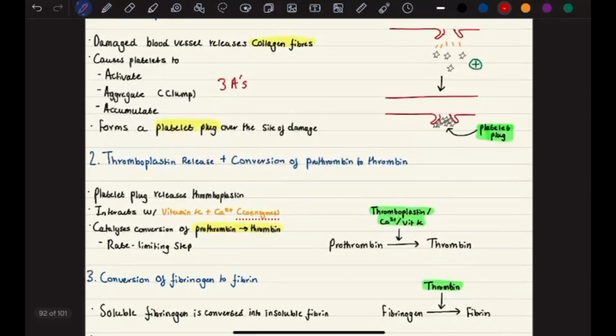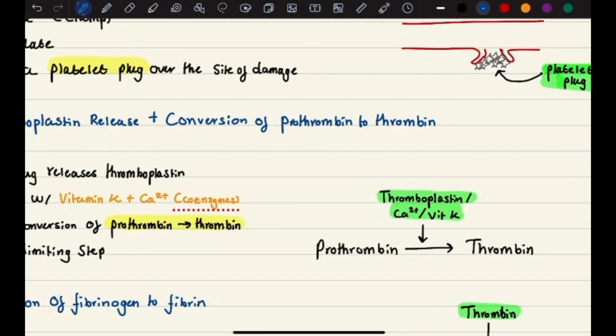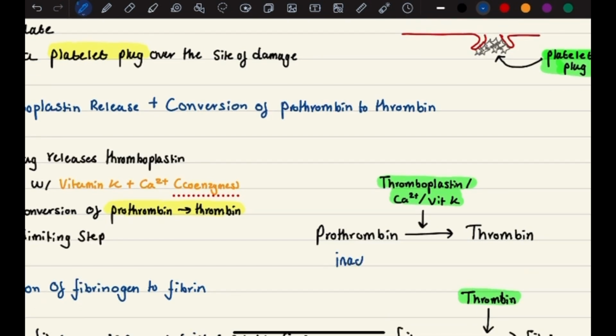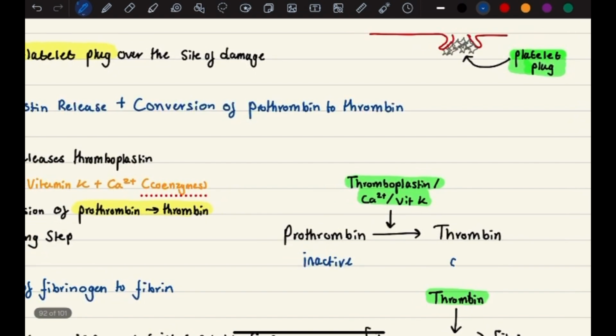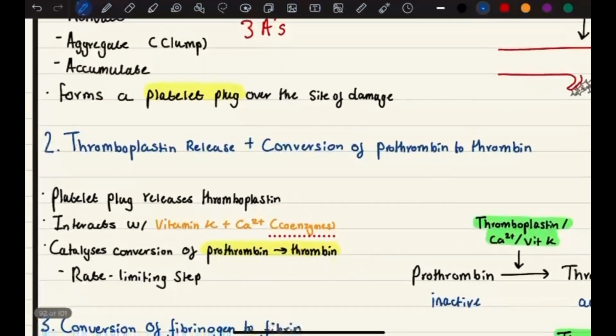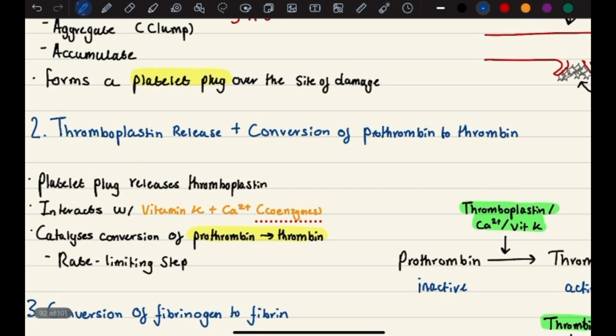Now, those platelets are going to release a protein called thromboplastin. It's almost like an enzyme, like a coenzyme. It interacts with vitamin K and calcium ions, and that's going to help to convert prothrombin to thrombin. Your prothrombin, the inactive, so let's get this down, inactive, into active thrombin. That's your next step. So, thromboplastin, released by the platelet plug, interacts with vitamin K and calcium ions, and that will cause conversion of inactive prothrombin to active thrombin.